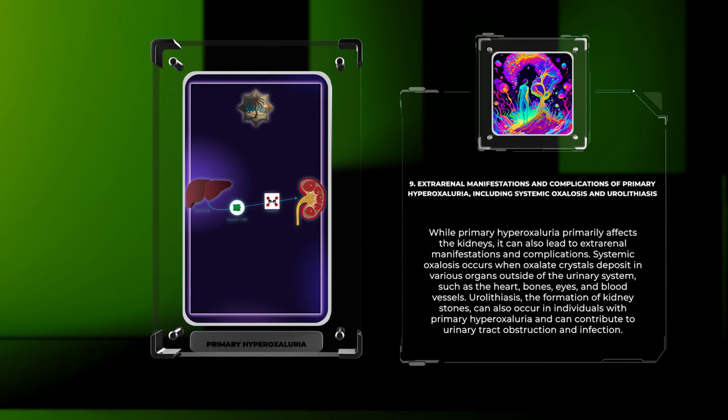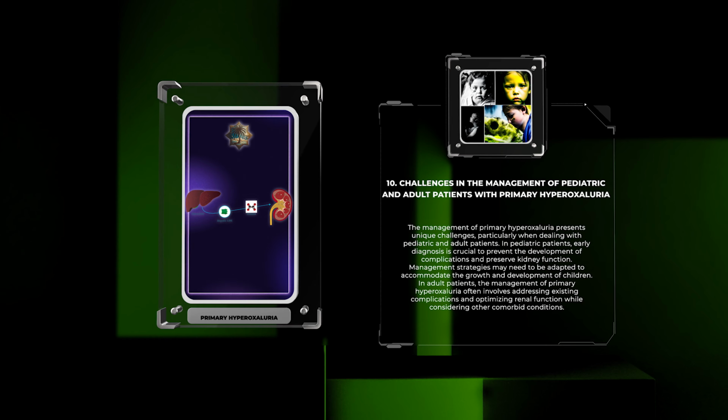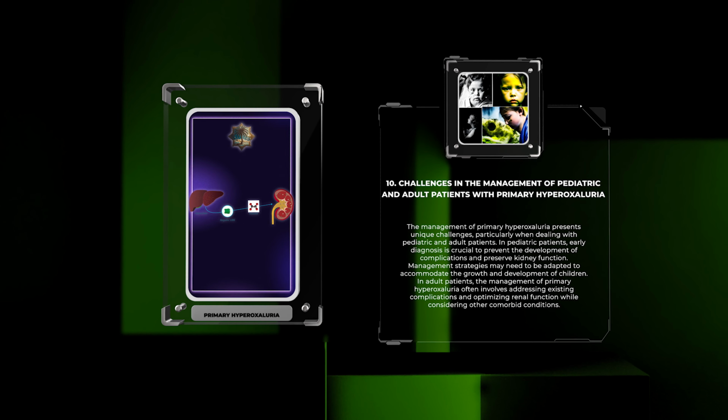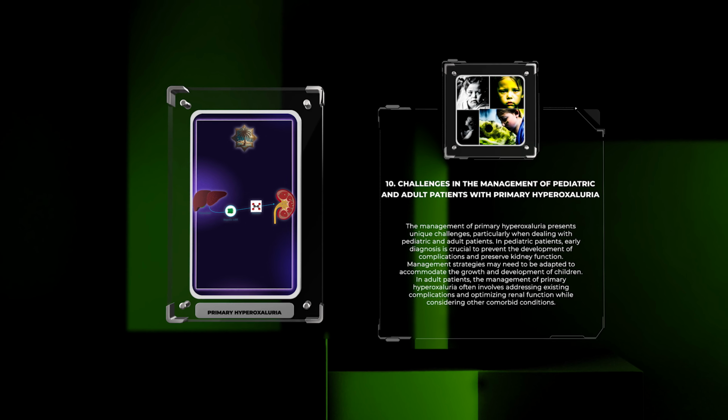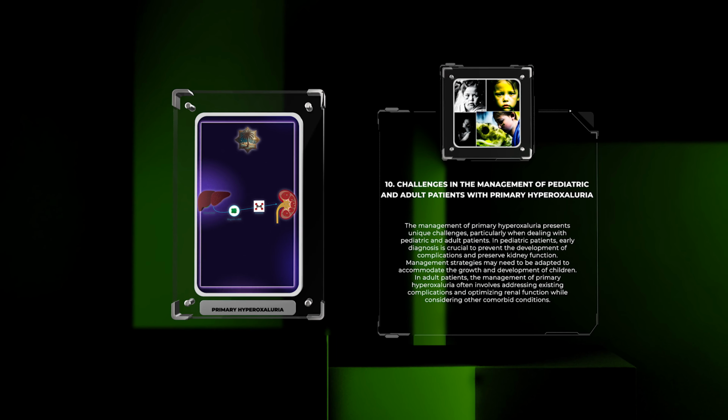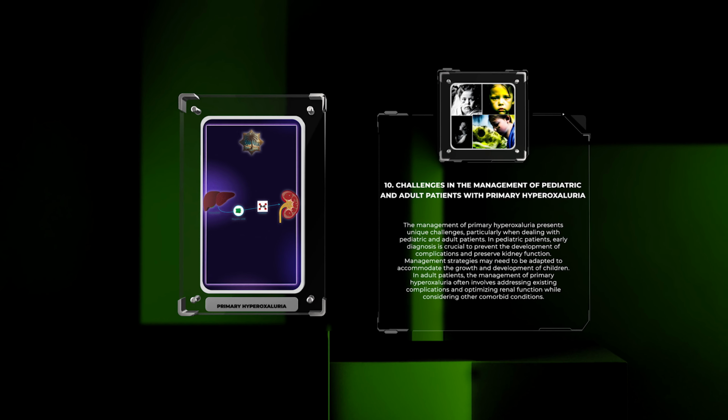The management of primary hyperoxaluria presents unique challenges, particularly when dealing with pediatric and adult patients. In pediatric patients, early diagnosis is crucial to prevent the development of complications and preserve kidney function. Management strategies may need to be adapted to accommodate the growth and development of children. In adult patients, the management of primary hyperoxaluria often involves addressing existing complications and optimizing renal function while considering other comorbid conditions.